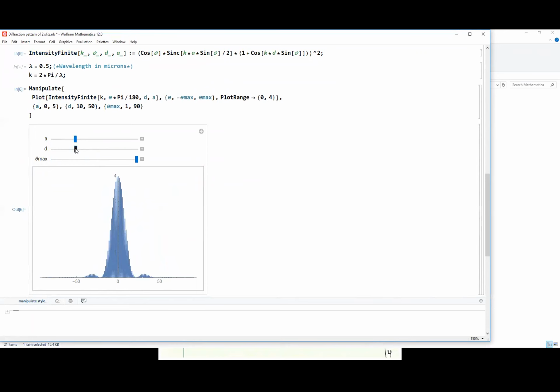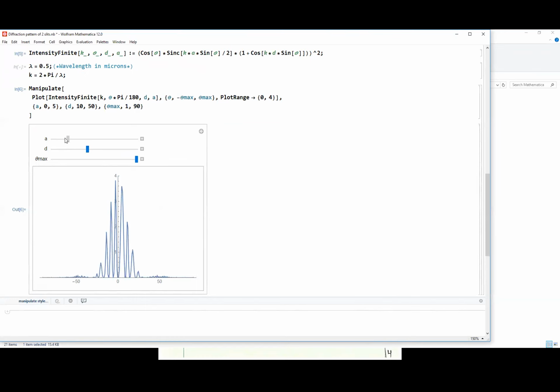And what you should notice is that when I play with D, if I make D small, these closely spaced spikes, if I make it really small, the spikes are still closely spaced, but not as closely spaced. And when I make D large, the spikes become much more closely spaced.